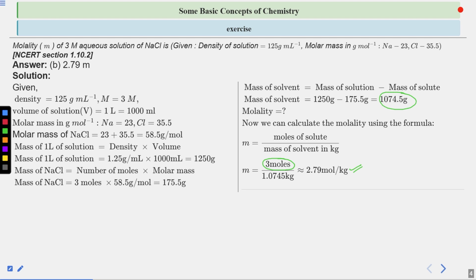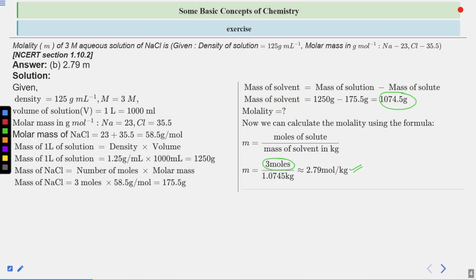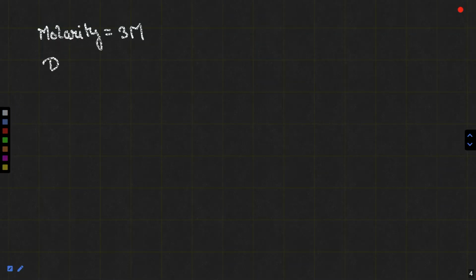So let us try to solve it once again. What is given in the question? We are given the molarity. The molarity value is 3 with a capital M. Okay, so this is your molarity. Then we have the density. Okay, we have the density as well.